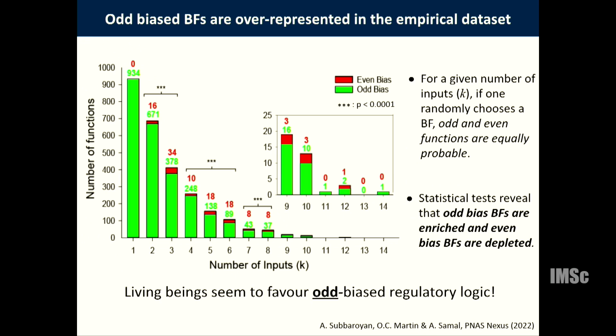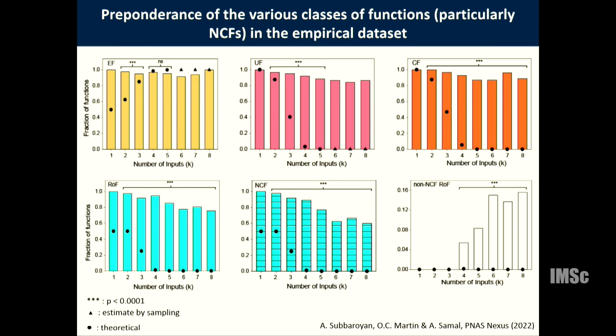Of course, later on it will become evident why this is expected, but this was clearly a surprise. And funnily, I quote, living beings seem to favor odd biased regulatory logic. In the next step, of course, you can do a statistical test, which we have done in our paper, and I'm not going to present those intricate details. Odd bias functions are overwhelmingly significantly enriched in the data set.